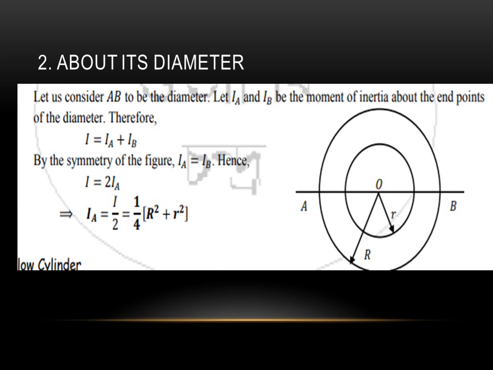Since IA is equal to IB, we can say 2 IA is equal to I. So IA is equal to I by 2, that is given by M by 4 into (R square plus r square). I we have already calculated in the previous case.